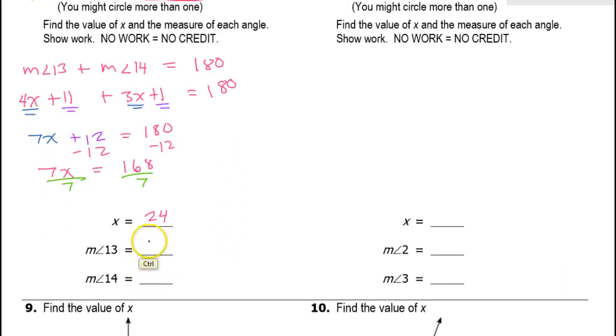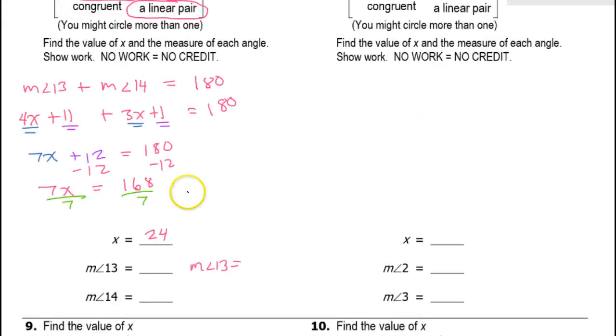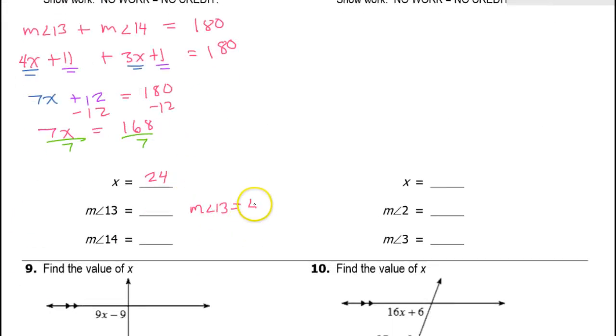Now, this time I'm not missing it. They want me to say what's the measure of angle 13 and what's the measure of angle 14. Well, the measure of angle 13 has this expression to it, 4x plus 11. So that's going to be 4 times 24 plus 11.